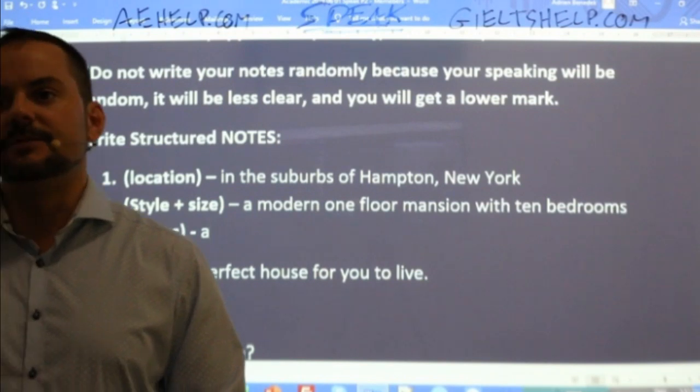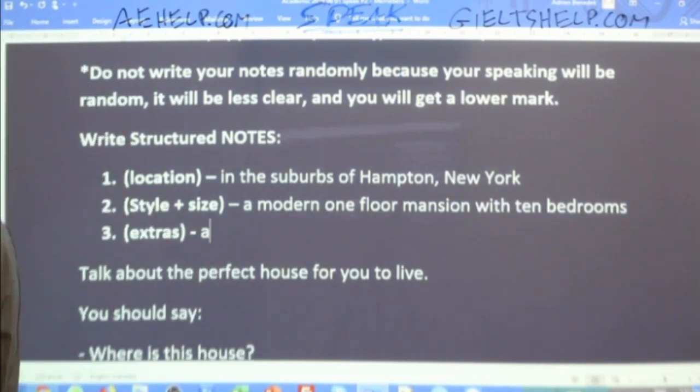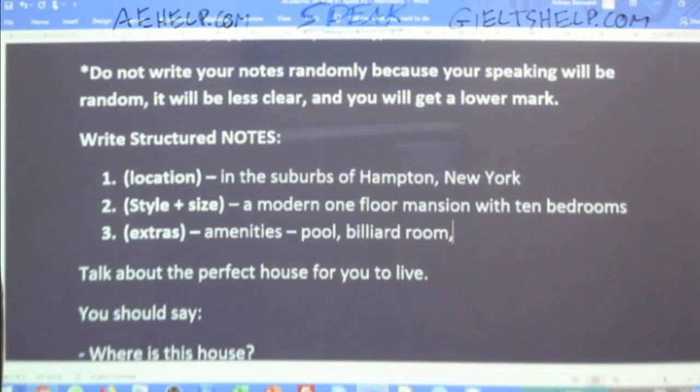That's right, Preeti. Very good. Amenities. Okay. So the extras, the amenities. So what would you have? Well, might as well throw a pool in there. Okay. Billiard room. Tennis court. Okay. So you can throw some fun things in there.